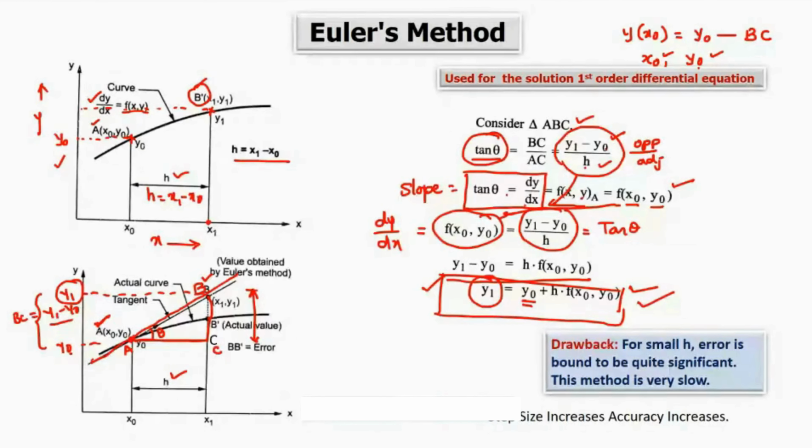The drawback of this method is that for a small h, the error is bounded to be quite significant. This method is very slow, because we have to use n number of iterations. If you take a small value of h, the error is bounded to be quite significant. So this is about Euler's method.